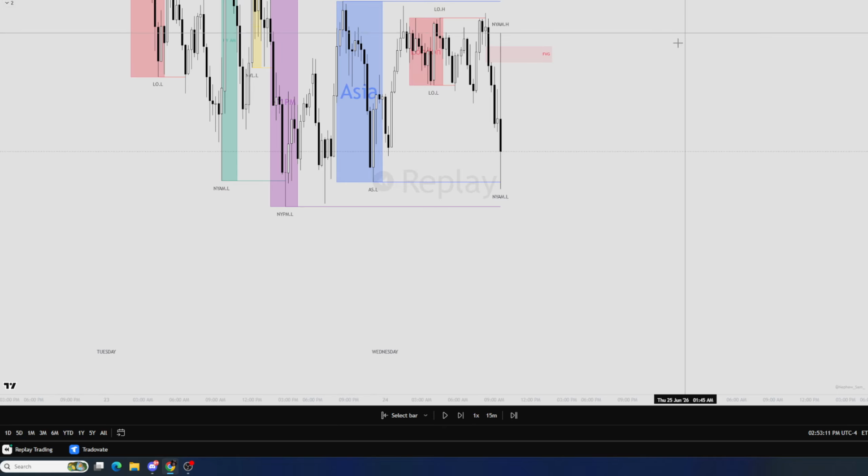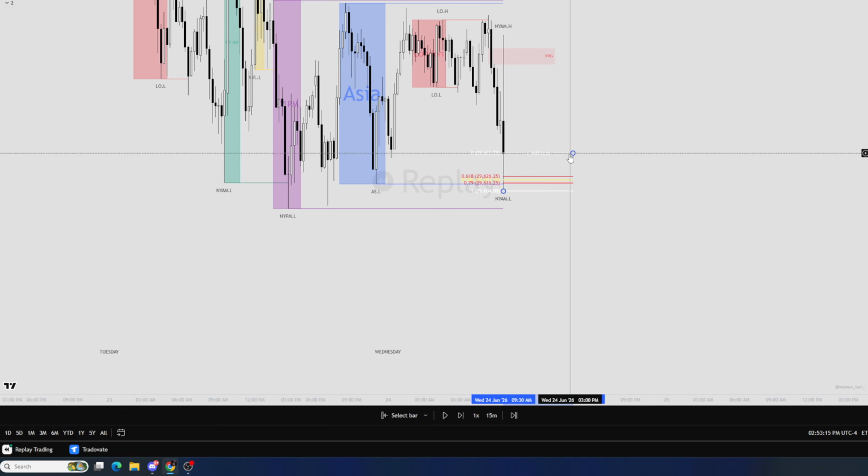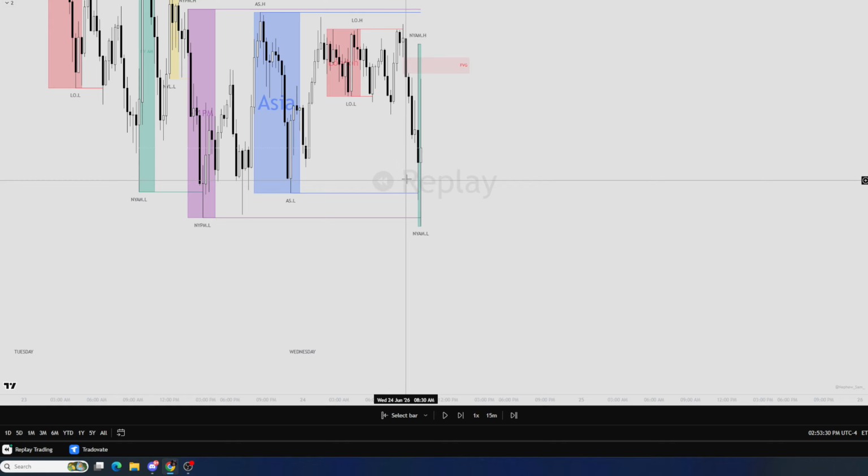The reason I'm not taking this as my rejection block is that there's another low right here, the New York PM low. I would love to see this get hit as well. If it does, and we're off of it perfectly, that will be my rejection block. So let this do its thing. Bang. See? Now this is my rejection block.